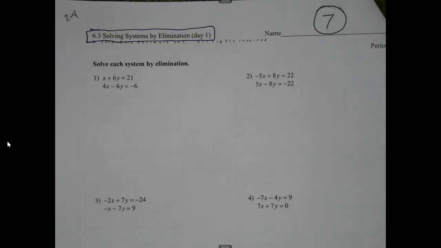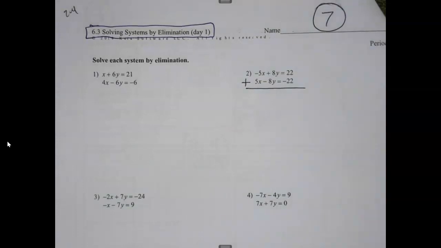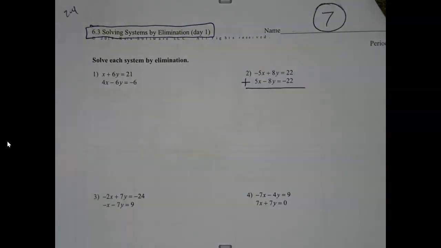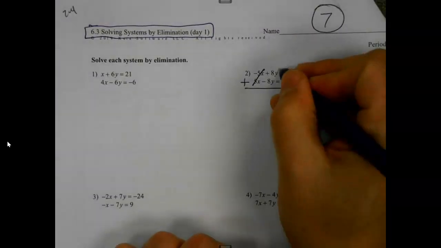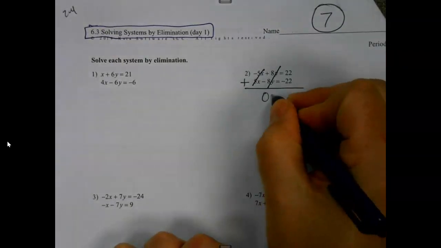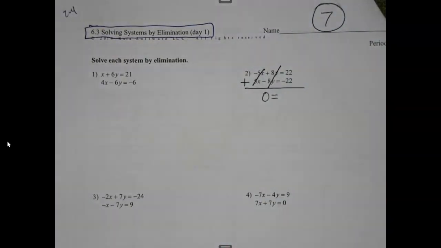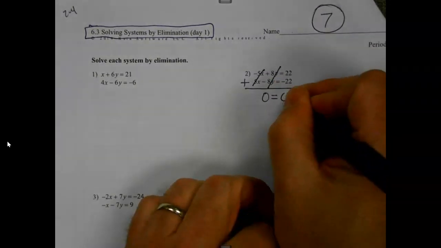So let's see what we got rolling here. So I look at number 2. And I go, okay, let's see. 5x and negative 5x. Okay, they're gone. Ooh. 8y and negative 8y. They're gone. All right, special case time because there's no variables left. 22 minus 22 is 0.